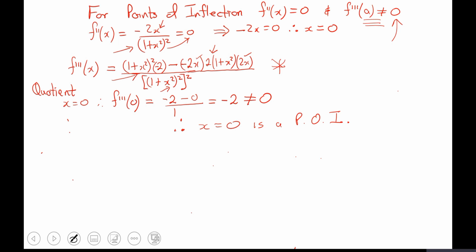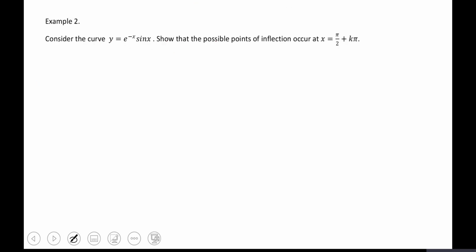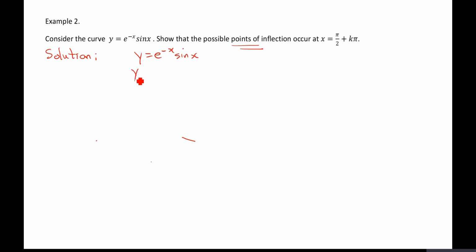Okay, I think we can go through the next one. Next example. Consider the curve y is equal to e to the minus x sine x. Show that the possible points of inflection occur at x equal to pi over 2 plus k times pi. Let's get right into it. We've got y is equal to e to the minus x sine of x, and we want points of inflection. And for points of inflection, we need the second derivative.